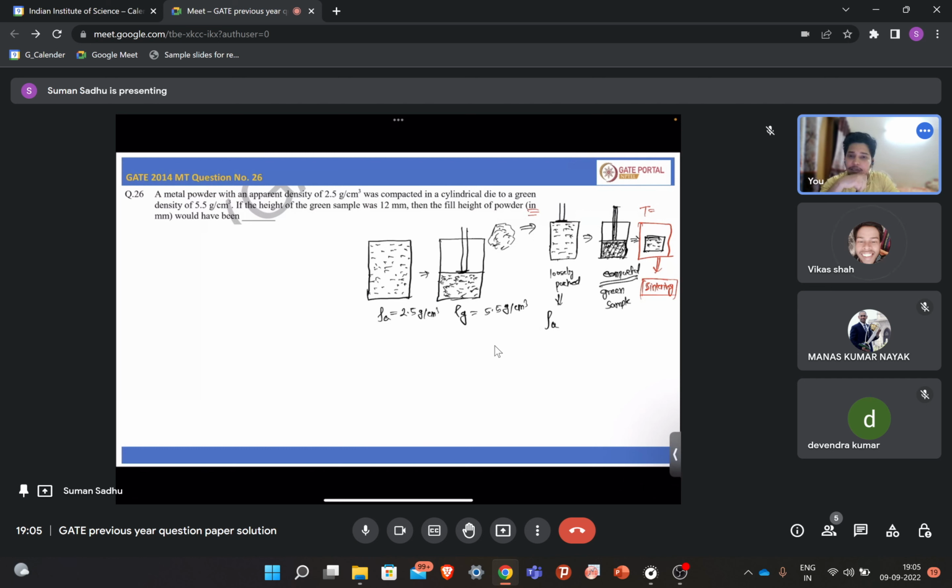Okay, so can you people just tell me what is the significance of the apparent density and what is the significance of green density? Why are these parameters used? Why is it important to know these parameters, green density and apparent density, for a powder? What is the significance?